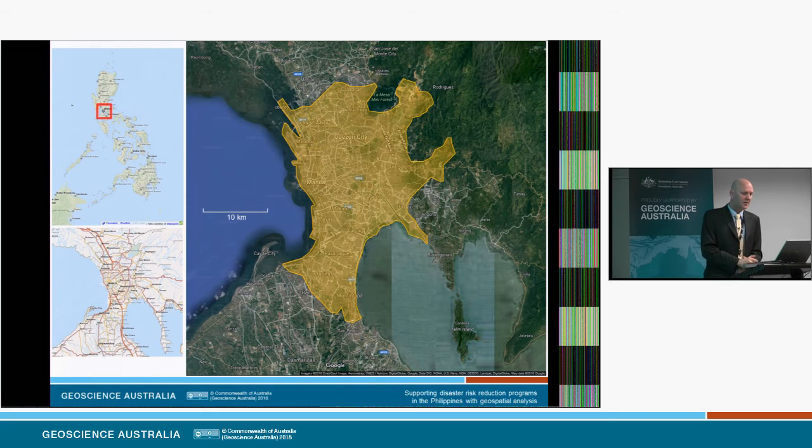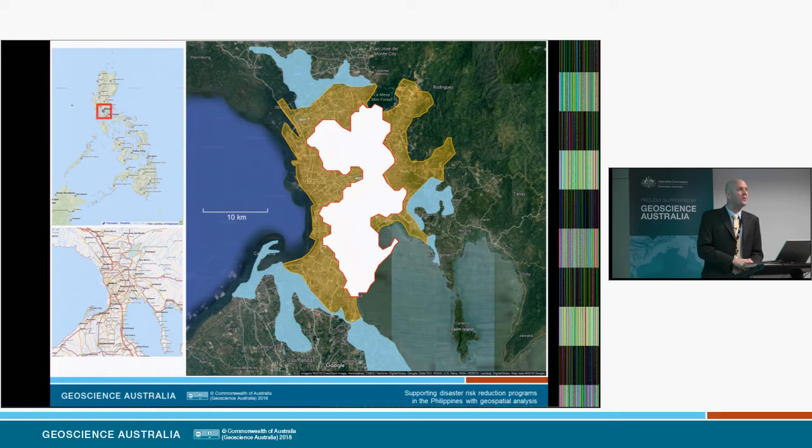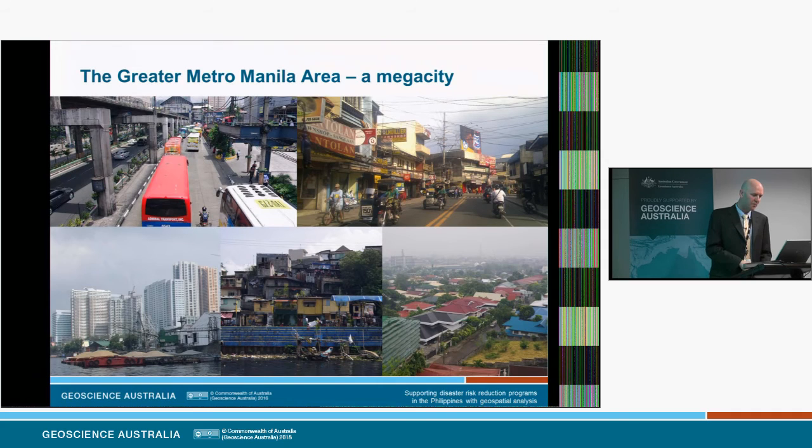So this is the extent of the project area that we were going to be working on. But in actual fact, the real urban footprint of the Greater Metro Manila area extends well beyond that. By way of comparison, this is the urban footprint for Canberra. Canberra has a population of about 400,000 people. The population within that yellow area is around about 13 million, so you get a sense of the scale of the problem.